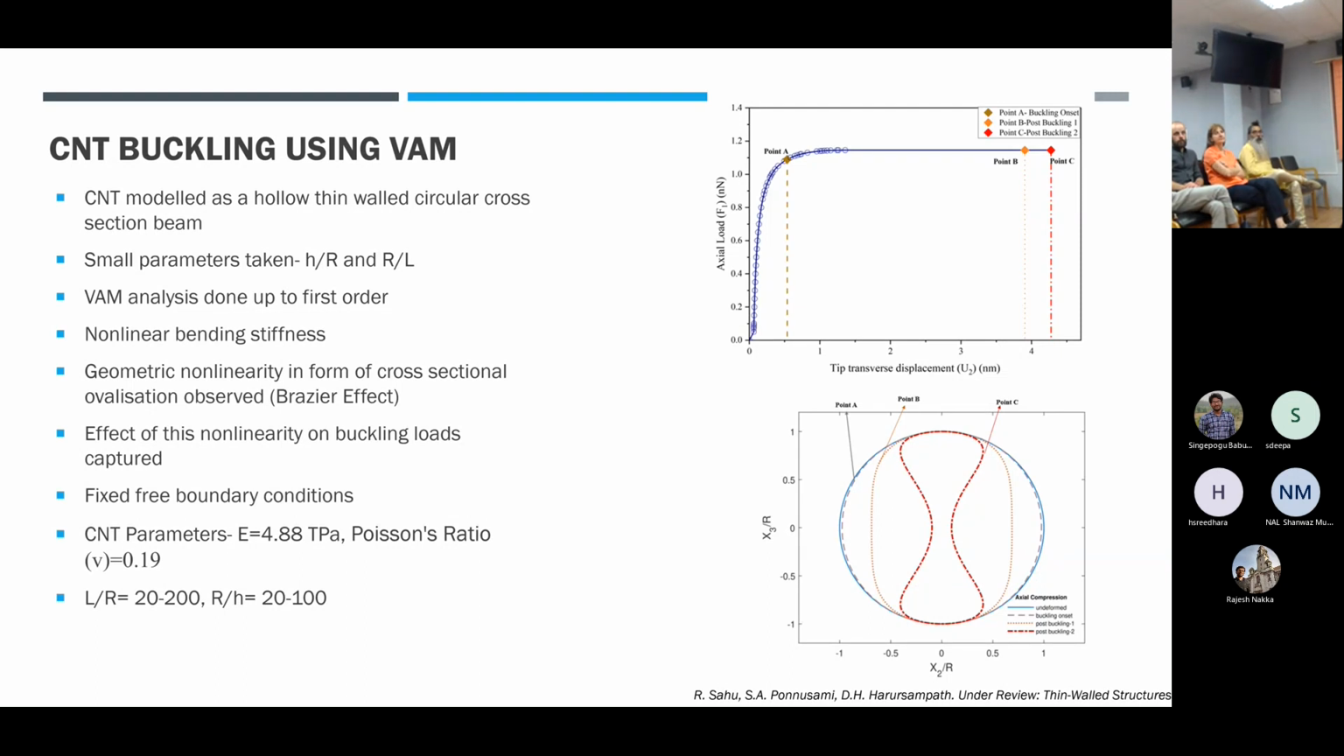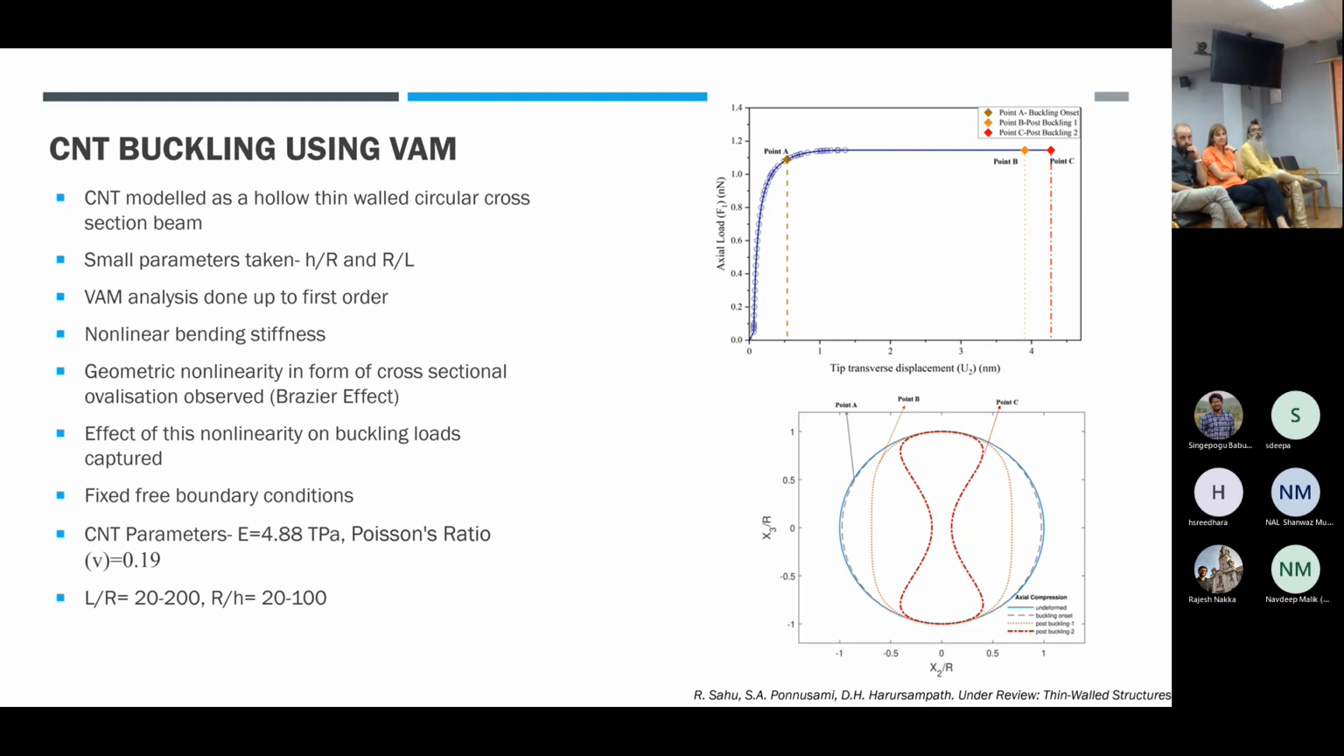As you can see, there is a point A after which the deformation is huge and the increase in force is not that much. So this is the point where the buckling starts, meaning that your structure has started to fail somewhat. At this point, we have obtained the cross-sectional deformation as well. The blue here represents the undeformed configuration, and the dashed line represents the cross-section at point A. So we can see that at buckling onset, there is a very slight change from the circular cross-section.